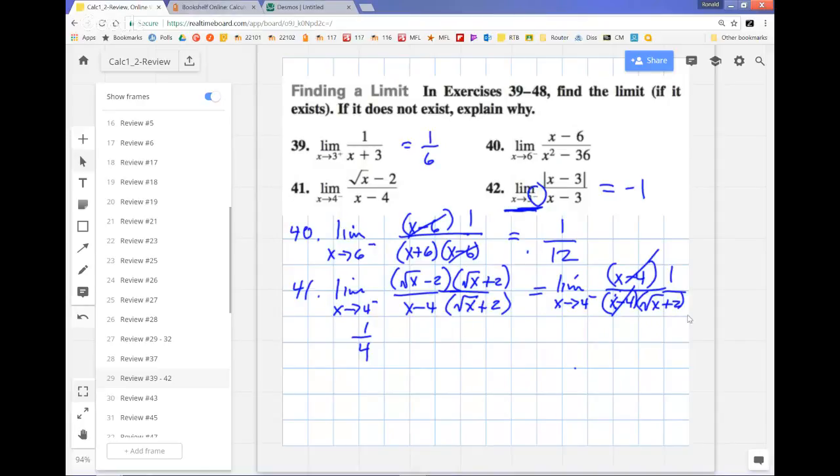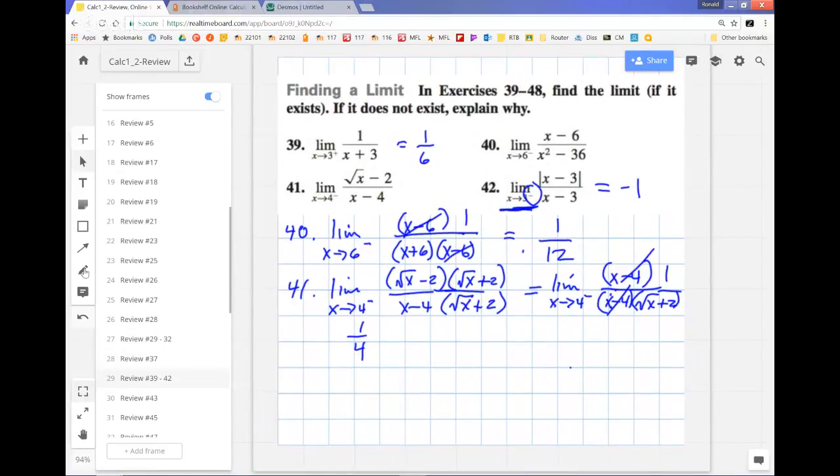So when you plug in a 4, what's the square root of 4? 2. 2 plus 2 is 4. Limit, 1/4.